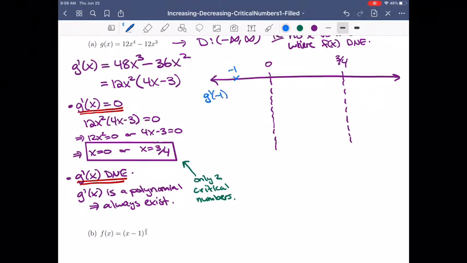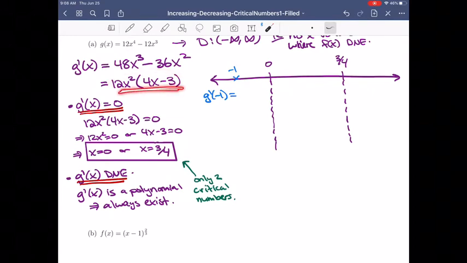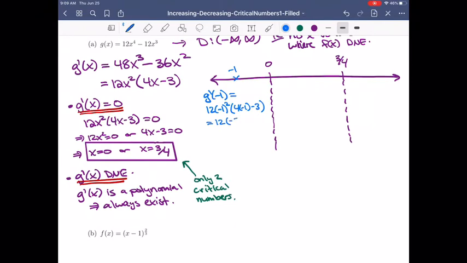Okay, so now I'm going to plug -1 into my derivative. Now again, you can plug into this form or this form. I generally prefer to use the factored form if I have it, but you can use whatever you'd like. So it's 12 times -1 squared times 4 times -1, minus 3. -1 squared is +1, so this is just 12 times -4 minus 3, so -7. Now I don't even care what this number is. I know that it's negative because it's a positive times a negative.